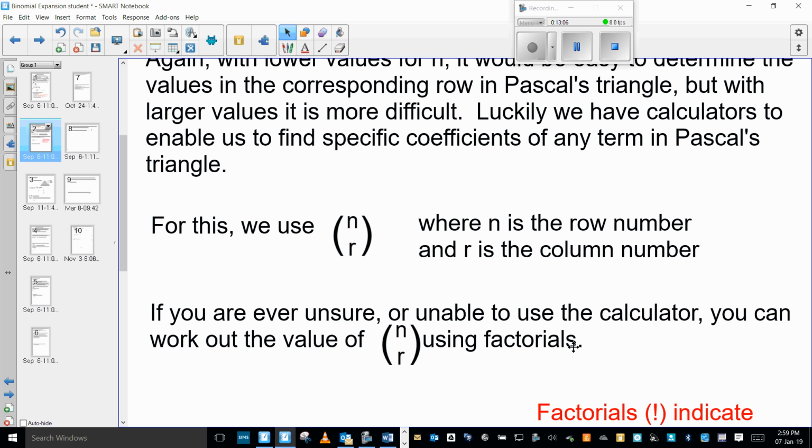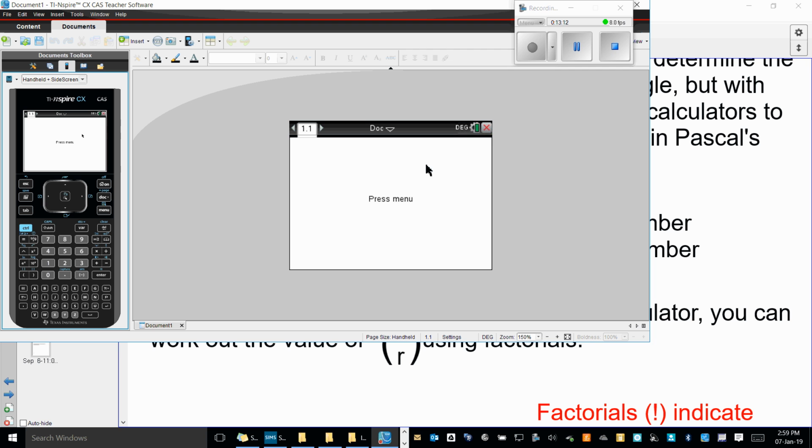All right, now what we need to do is know how to stick it in our calculator. So can you get me one of these bad boys? So like just a document. Yeah.